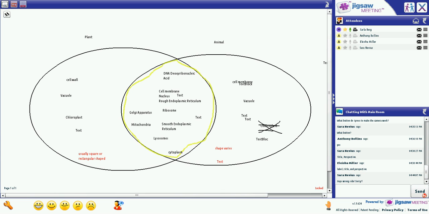So I went ahead and added a couple of things up here. I added on the plant side that they're usually square or rectangular shapes, and on the animal side that the shape varies. Plants also have a cell wall, a vacuole, and chloroplast.